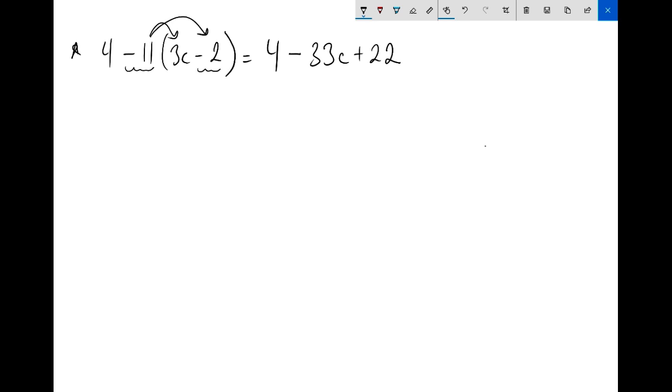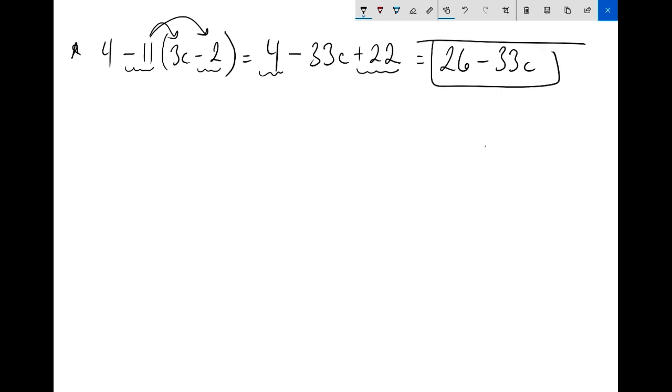Because remember, these signs are attached. The 4 is already out there, so that's just 4 minus, waiting to be evaluated at the end. We have to get rid of our parentheses with the distribution first. Now we can identify that we have some like terms here, because 4 and 22 could be combined. So you've got a positive 4 plus 22, that's what? 26. And the c term is just what it is.